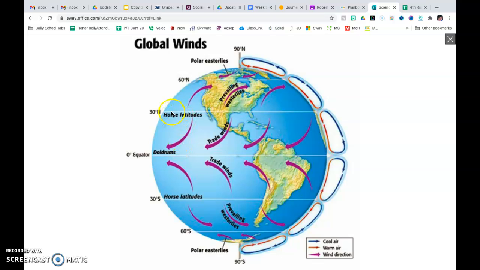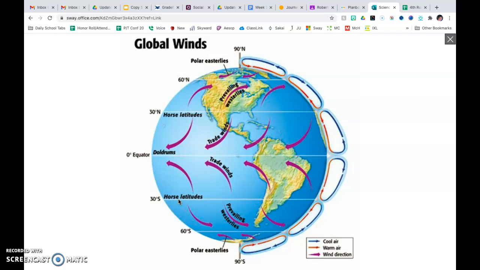At 30 degrees north and south latitude, you have what's called the horse latitudes. I encourage you to read in your textbook the story that goes to why those are called horse latitudes. So please look that up because it's kind of interesting. Kind of sad, but kind of interesting.